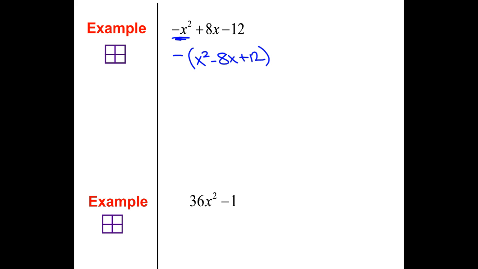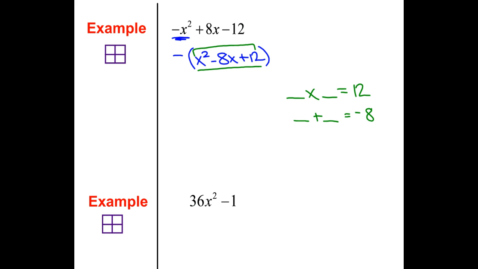I always want my polynomial to have a positive leading coefficient to factor it, so I want my trinomial to always start with a positive number. Now I can look at the inside here and do my factors. 1 times 12 is going to be 12, so it multiplies to get you 12, but it adds to get you negative 8.